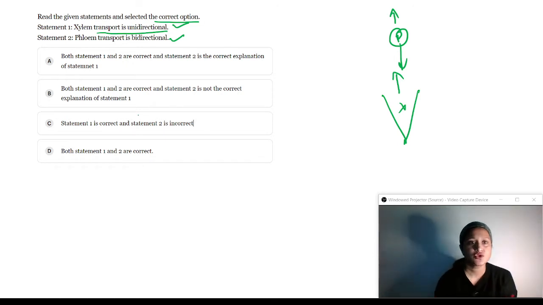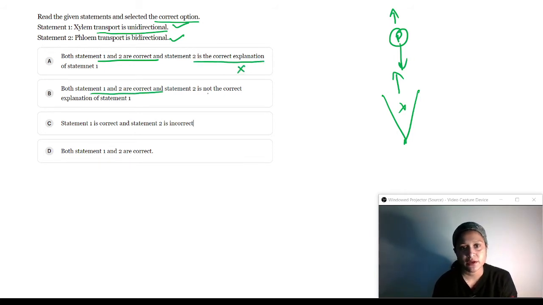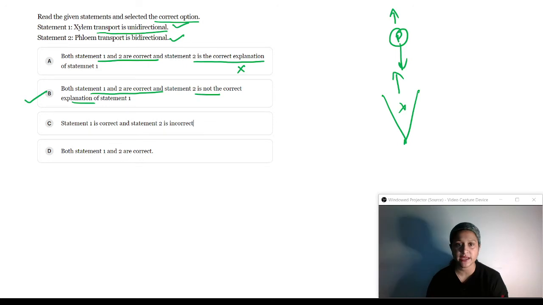Okay, so let's read the options. Both statement 1 and 2 are correct, and statement 2 is the correct explanation. No. Both statement 1 and 2 are correct, but statement 2 is not the correct explanation. So this will be your answer. Both statements are correct.